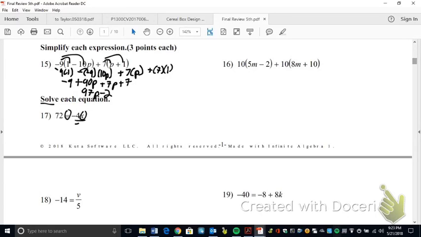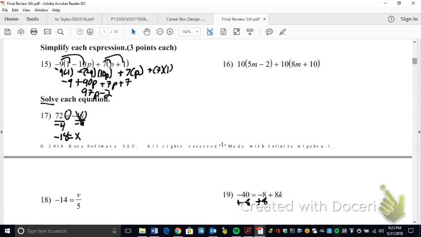Okay, now notice on number 17, it says solve each equation. We've got that equal sign and we've got a variable. So when we're done, we should have x equals something. Here we got to get the x alone, so we want to perform the inverse operations. So we're going to divide both sides by a negative 4 because it's multiplied by a negative 4. And so we get x equals negative 18. Done and done.